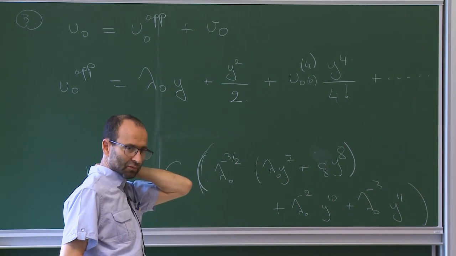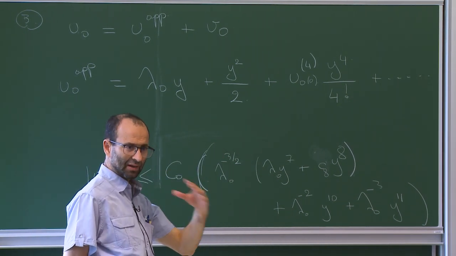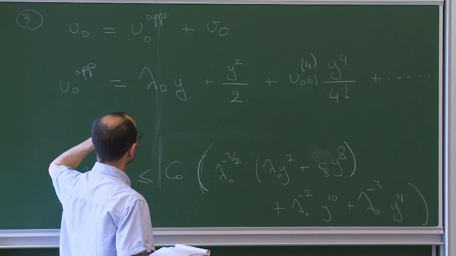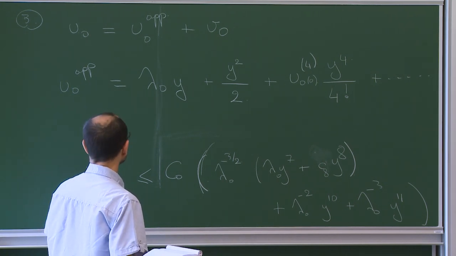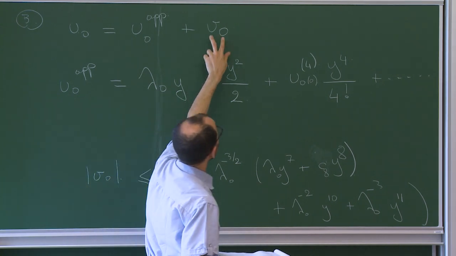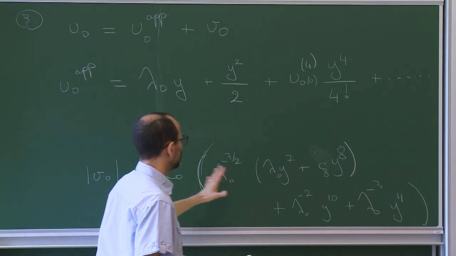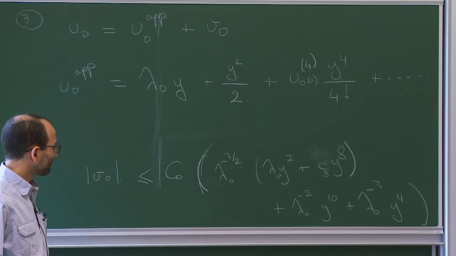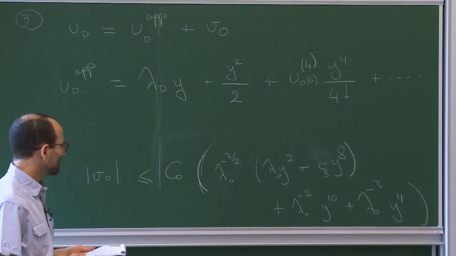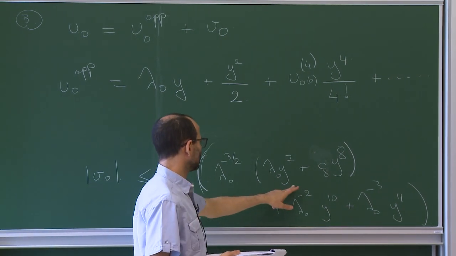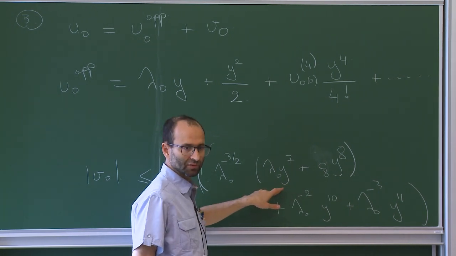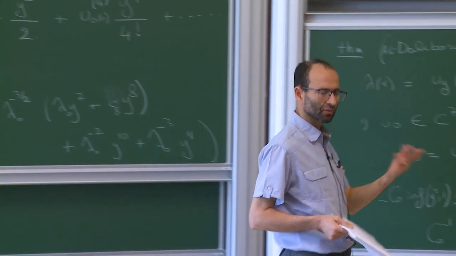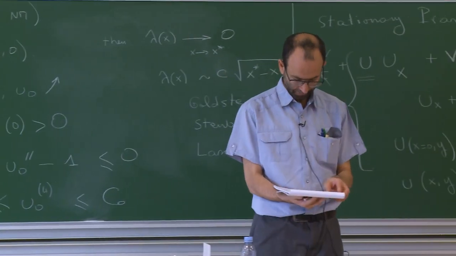You need some sort of good compatibility condition at the origin. But then after you remove those terms, you want the rest, the error here, to be of this size. Basically, you need it to vanish till the order y to the 7. So the other terms come just from scaling. Whenever you make the scaling, that's the natural thing to put.